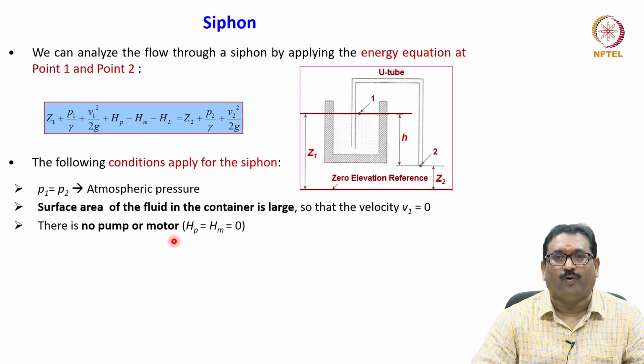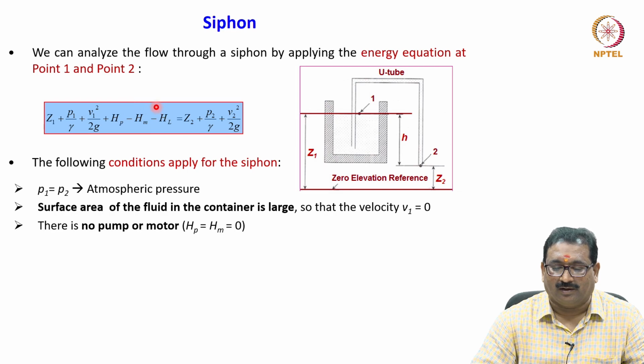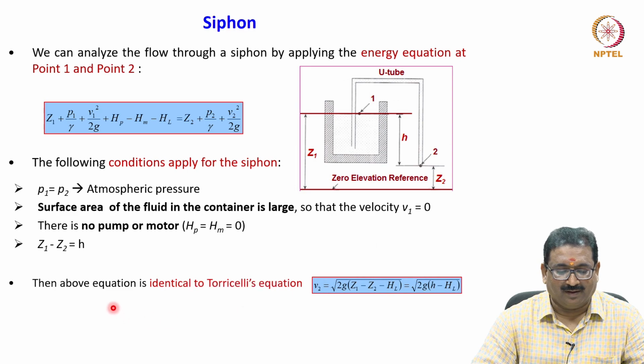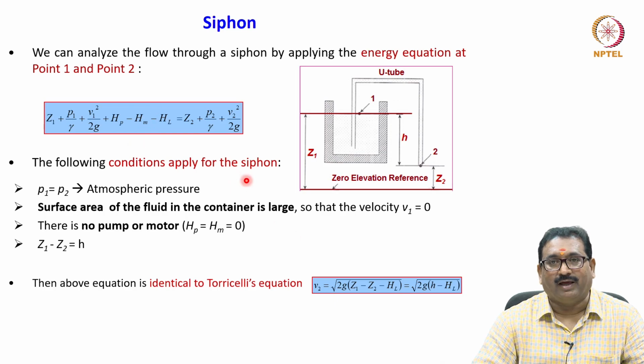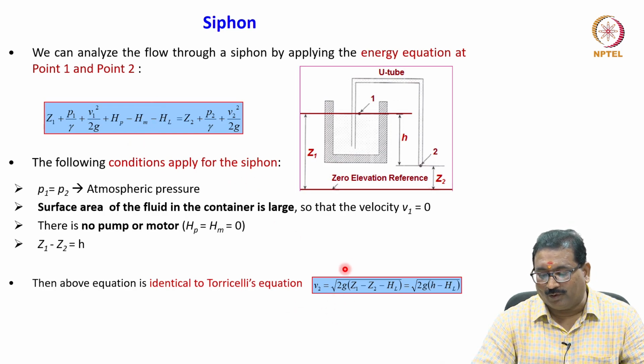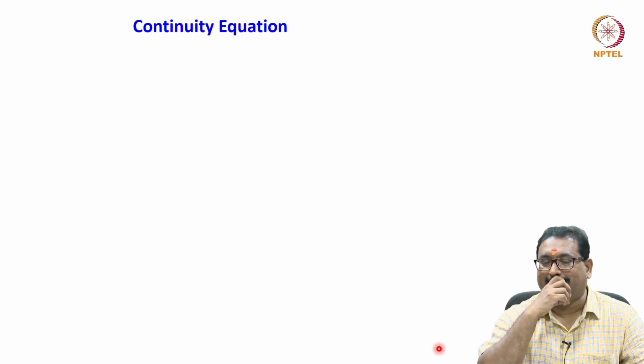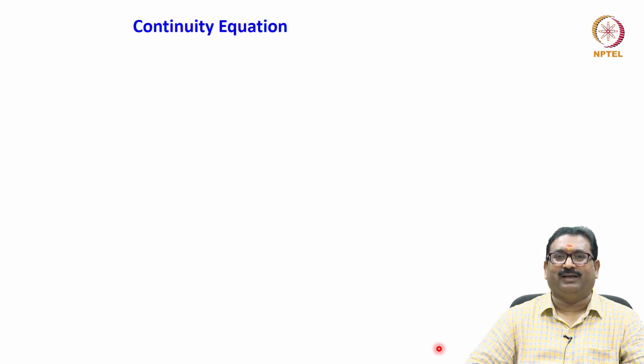Therefore, no pump or motor is considered here, but you should not neglect all the frictional losses. HP equals HM, equal to 0. Then Z1 minus Z2 is small h. The above equation is identical to Torricelli's equation. After doing some manipulations, you will get V2 equals square root of 2g (Z1 minus Z2), meaning here I get the same equation we have seen in the flow through the tank at the exit.